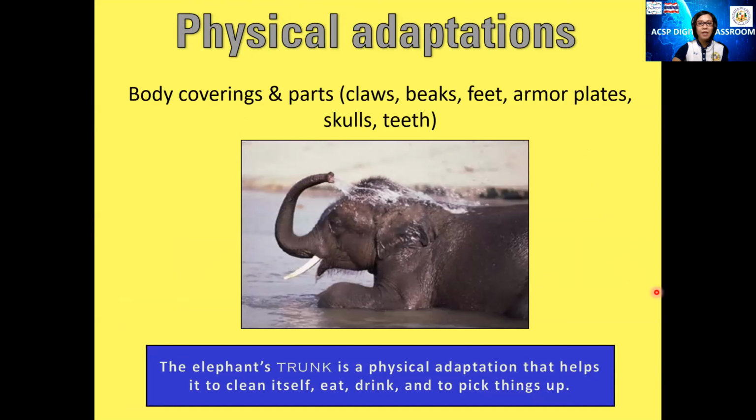They have claws, beaks, feet, armor plates, skulls, teeth, and different parts. These are physical adaptations of animals. For example, elephants have a trunk, and that trunk is a part of physical adaptation that helps it to clean itself, eat, drink, and pick things up. Without the trunk, this elephant will have difficulty surviving. So this is very useful for them so that they can survive. Those body parts of different animals are very important for them so that they can survive in their environment.